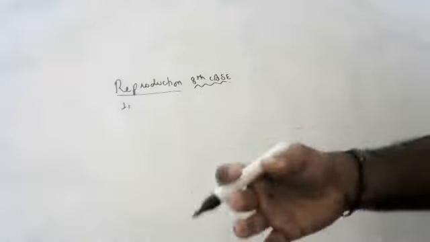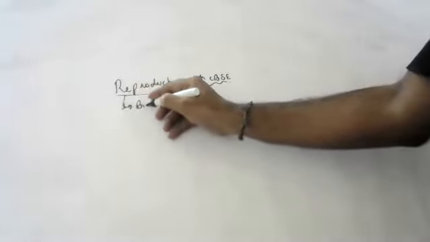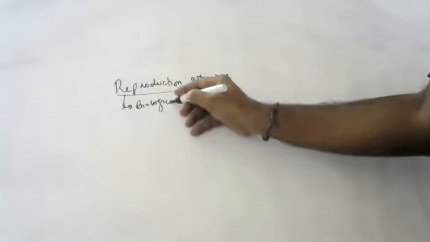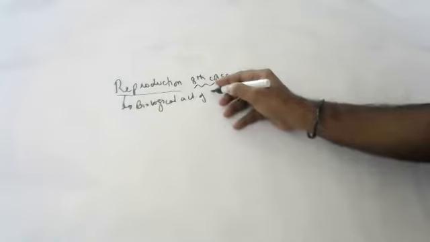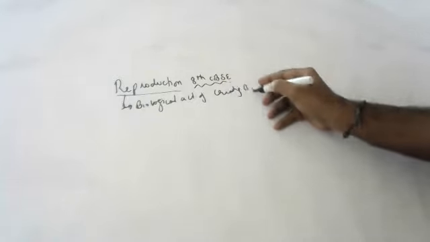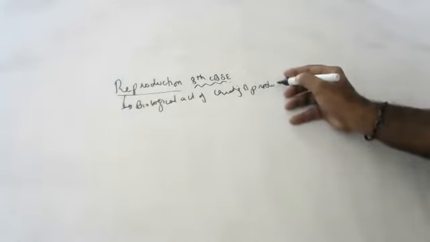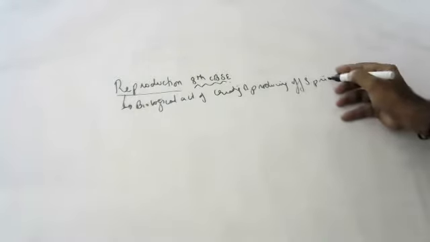Okay, so first one, children, what is reproduction? Reproduction is the biological act of creating and producing offspring of the same variety.